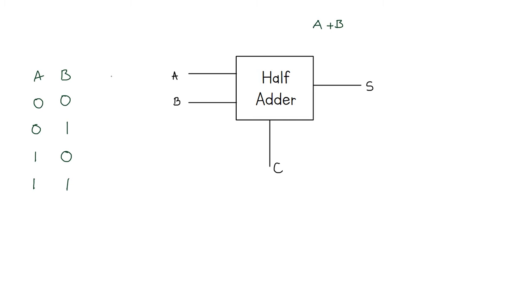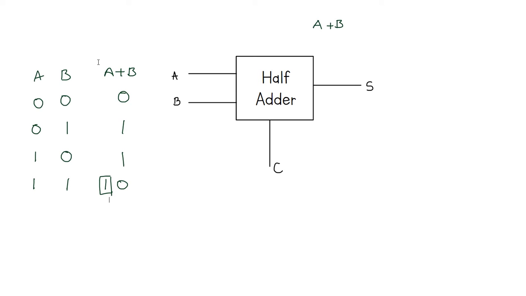So the value of A plus B would be, in this case, 0 plus 0 is 0, 0 plus 1 is 1, 1 plus 0 is also 1, and 1 plus 1 is 2. The binary equivalent of 2 is 1 0. So this 1 is the carry bit.